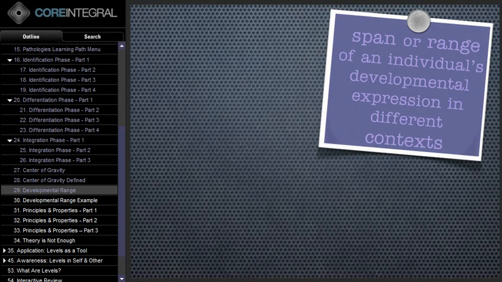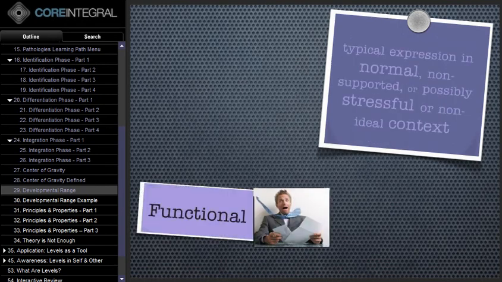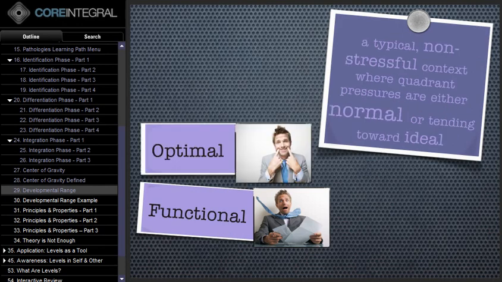At the low end of the developmental range is the functional expression. This is a person's typical developmental expression in normal, non-supported, or possibly stressful or non-ideal contexts. In the middle of the range is an optimal expression. This could be considered the relative center of the developmental range, surfacing when the individual is in a typical, non-stressful context where quadrant pressures are either normal or tending toward ideal.